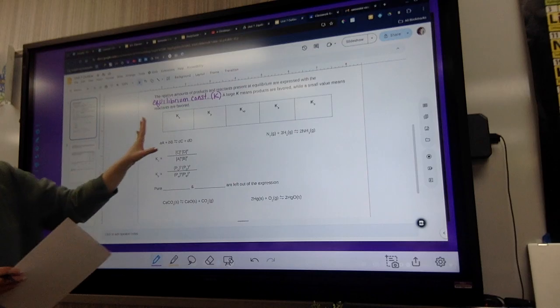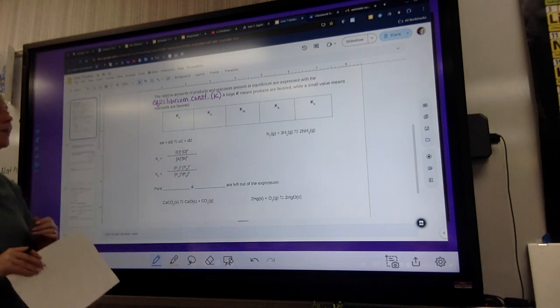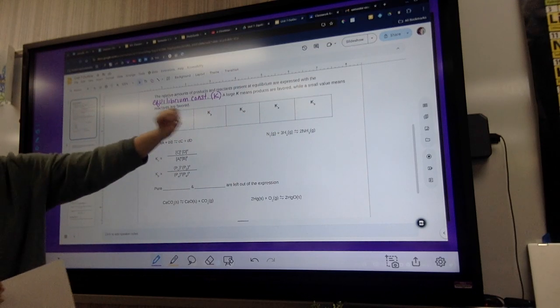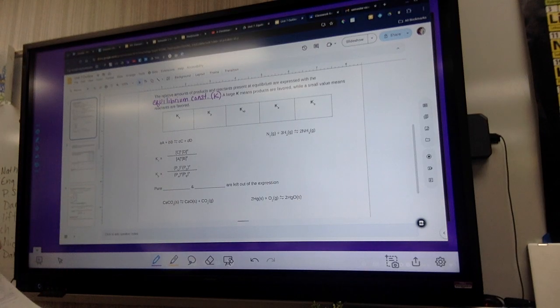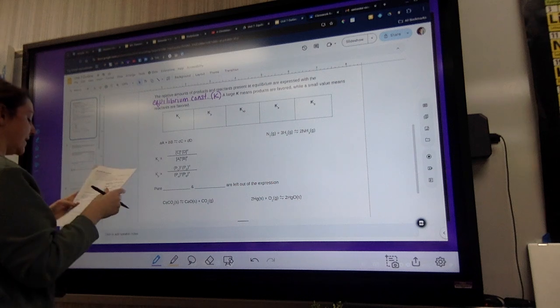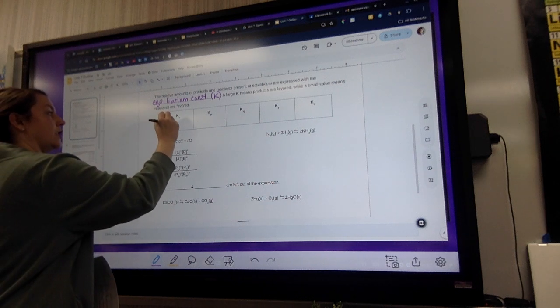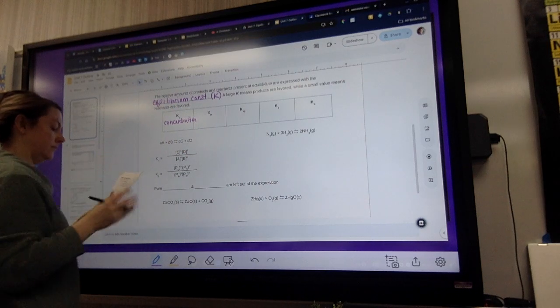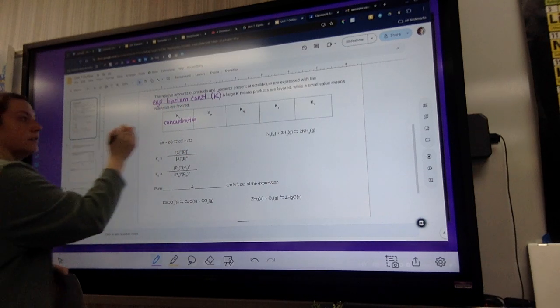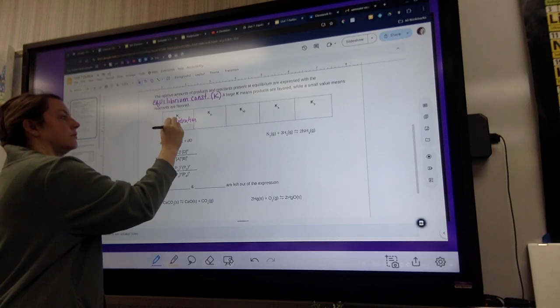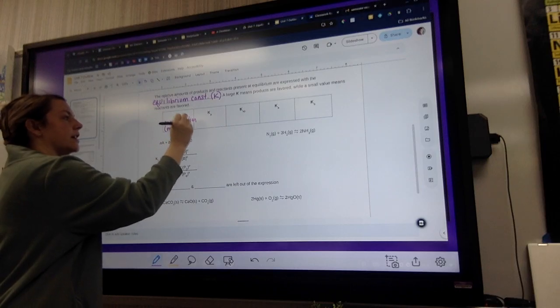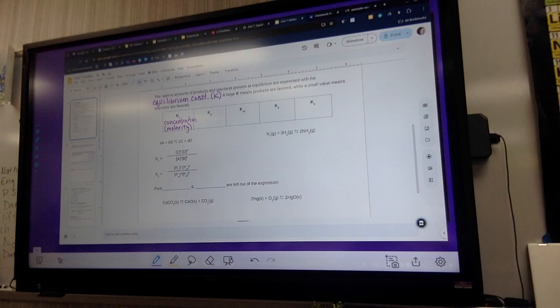We're going to see lots of different equilibrium constants. You'll see each of the subscripts, they represent different types of conditions. Most of the time we're going to see Kc. This is concentration, or molarity. So if they give us molarity in a problem, we're going to be using the Kc.